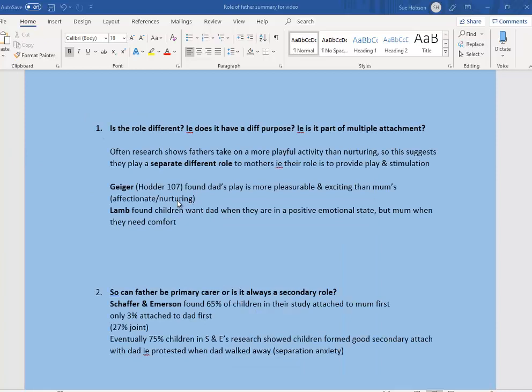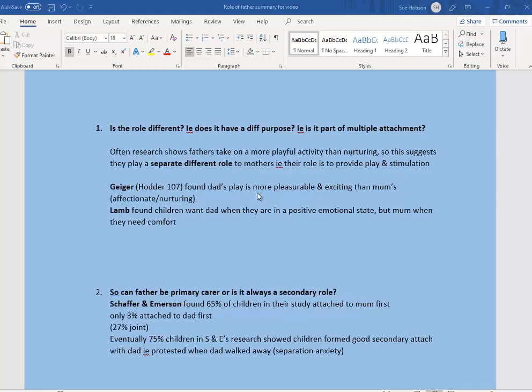So what I've done is just summarize some research. There's lots of different research you could refer to, but I've made it very concise. And the first one is, is the role different? So does their role have a different purpose? Is it part of multiple attachment, for example? Often research shows fathers take on a more playful activity than nurturing. So this suggests that they play a very different, separate role to mothers. In other words, their role is to be stimulating and to play.